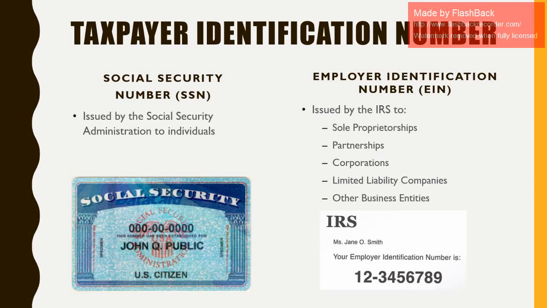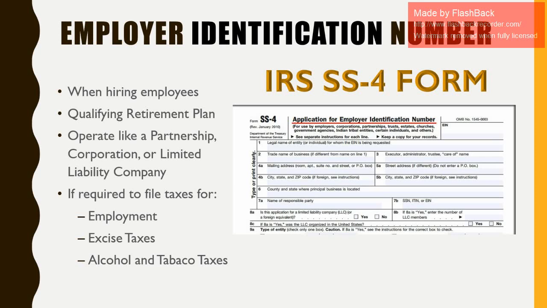So make sure that you understand that all businesses, no matter if you're a sole proprietor, independent contractor, whatever you are, you need to apply for an employer identification number. And how can you do that? Easy. You have the IRS SS4 form, which is to apply for your employer identification number. Now, yes, this is provided by the IRS.